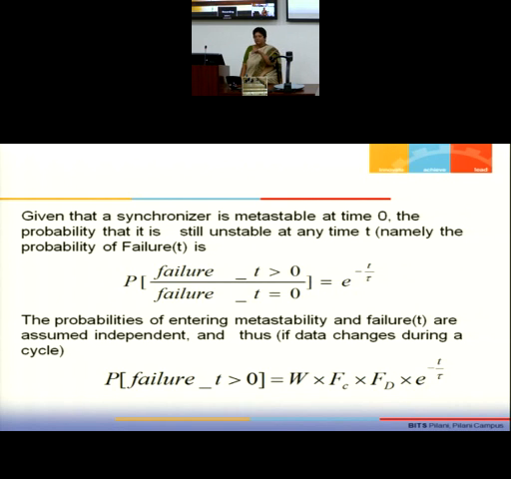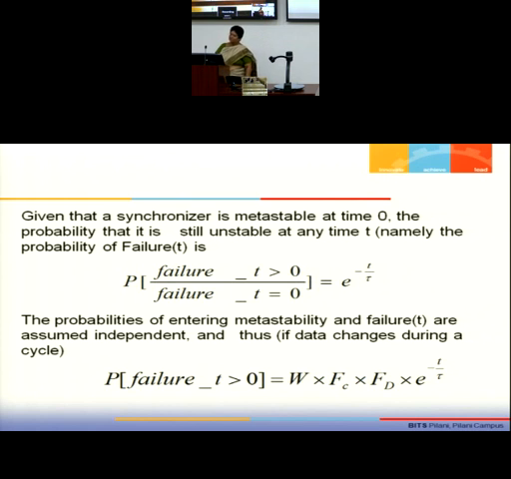So I have now W into FC into FD, multiplied by e to the power minus t by tau, where t is normally going to be 1 T clock, because I cannot give you a time more than 1 T clock. Or if you are giving more, that means you are stalling the system.